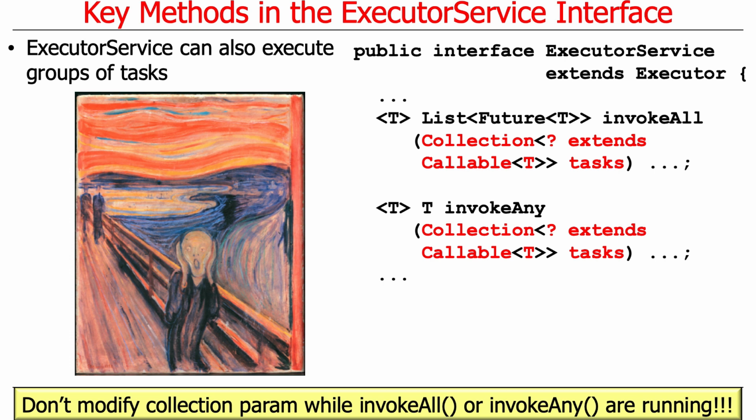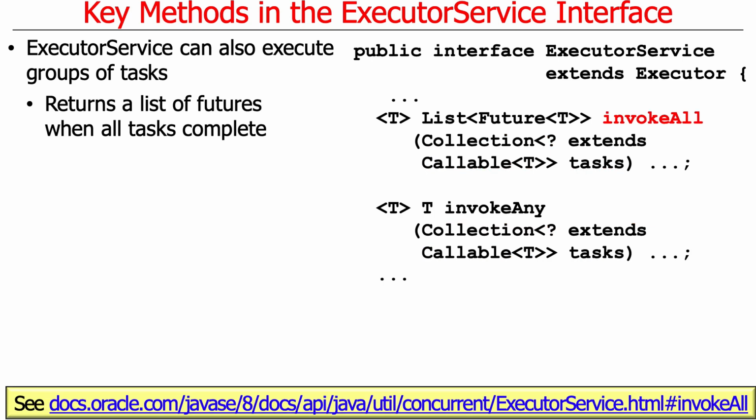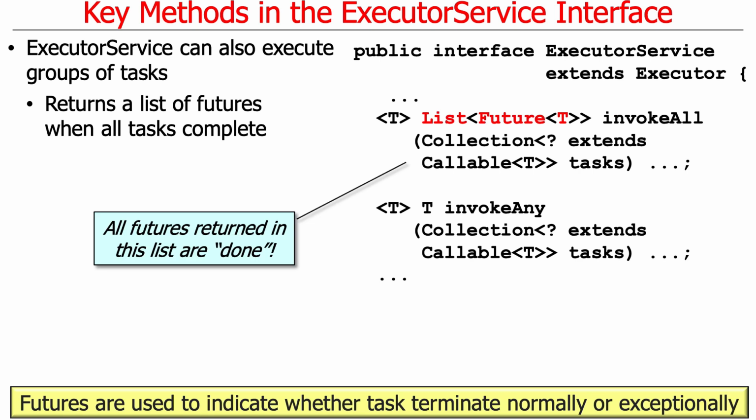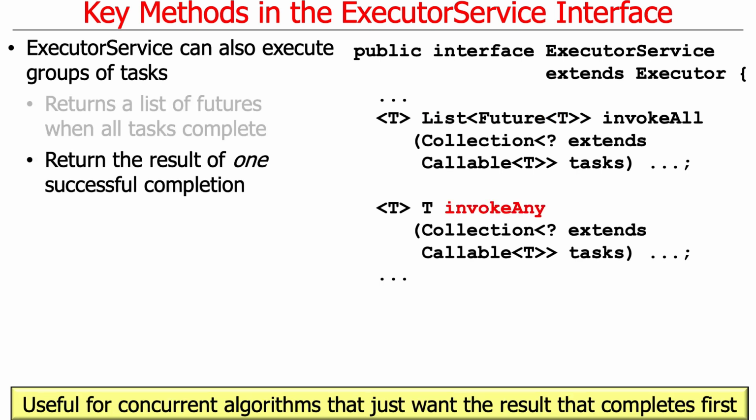Make sure that if you use invoke all or invoke any, you don't change the parameters in any way while the calls are running. Chaos and insanity will ensue if you do that. Very bad thing to do. Invoke all gives you back a list of futures containing the results when all the tasks are done. When you get back the results, it comes back as a list of futures, but all the futures are finished. The reason they give a list of futures is to indicate whether something terminated normally or exceptionally. When you call get on a future, if it succeeded, then you'll get the result back. If it failed, you get an exception. So that's why it's a list of futures, even though, as we'll see in a second, invoke all blocks synchronously.